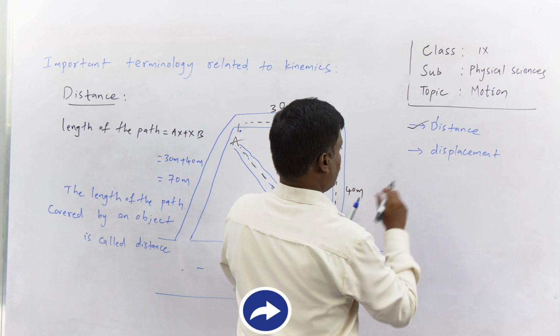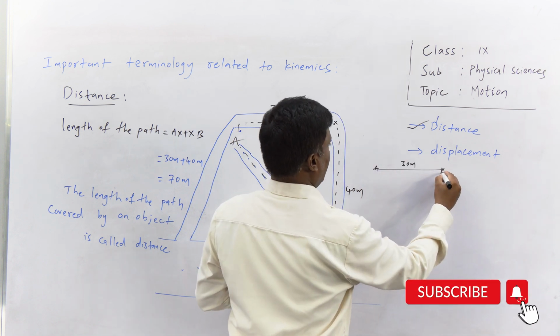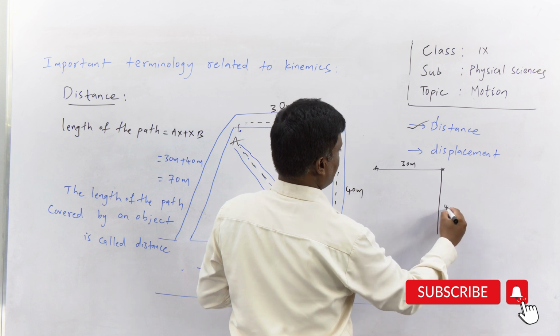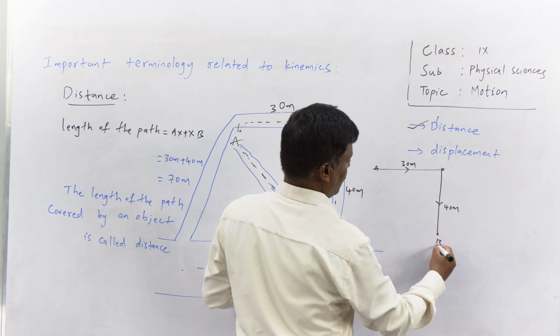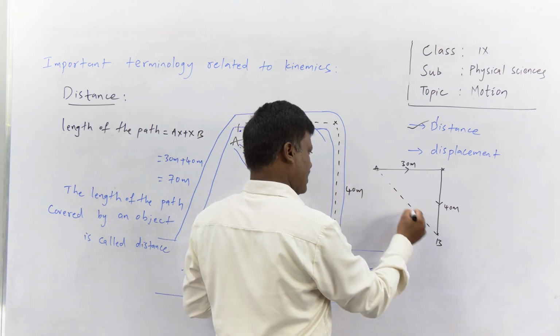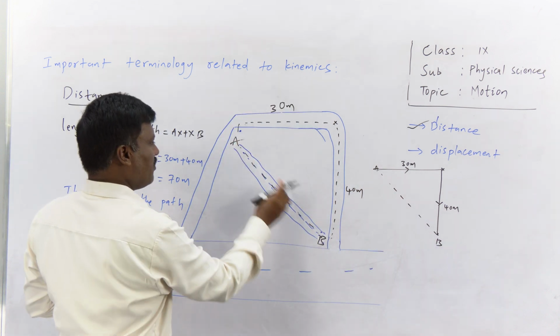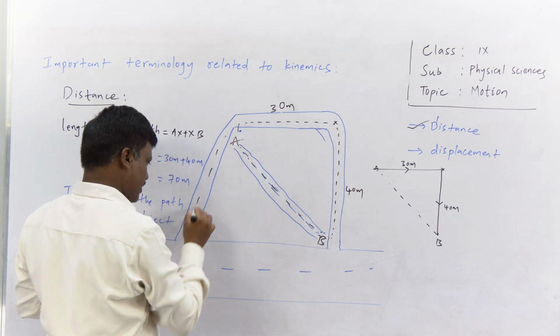Okay, so this is 30 meters. This is point A, this is X, and this is 40 meters. Previously you traveled this way and reached your friend's house. Now if you choose this path, this is the shortest distance between you and your friend's house. This is one path, this is the second path, and this is the third path.